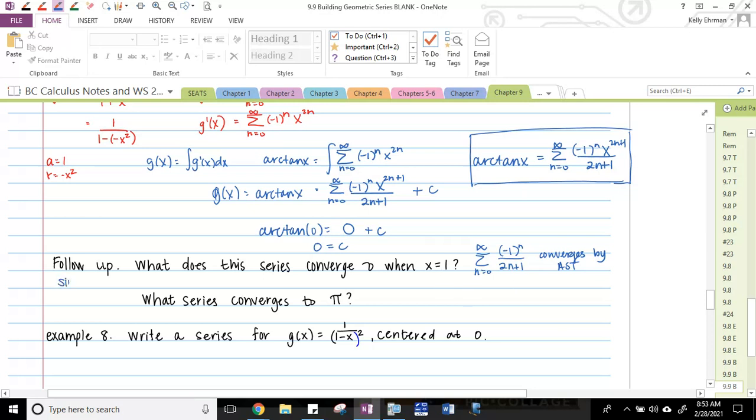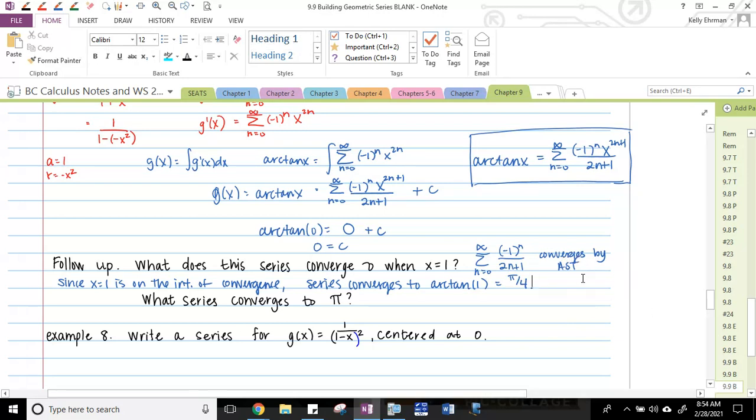So since x equals 1 is on the interval of convergence, that means that the power series at 1 is exactly equal to the function at 1. So the series converges to arctangent of 1, which is equal to pi over 4.